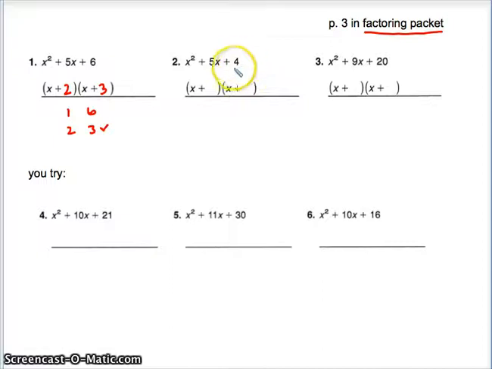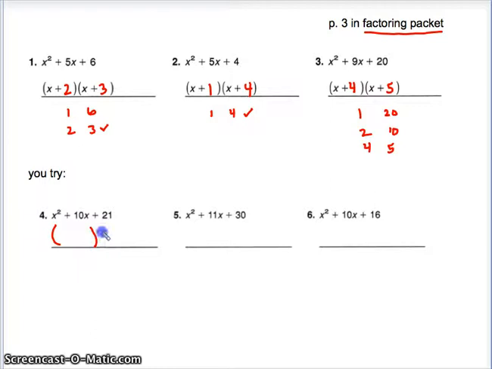How about this one? Factors of 4 that add up to be 5. So my factors of 4 would be 1 and 4. Oh, don't need to go any further. 1 plus 4 equals 5. So 1, 4. All right, keep moving here. Factors of 20 that add up to be 9. So my factors of 20 are 1 and 20. 2 and 10, not quite there yet. 4 and 5, there we go. 4 times 5 is 20. 4 plus 5 is 9. Go ahead and pause the video and you take a turn factoring problems 4 through 6.